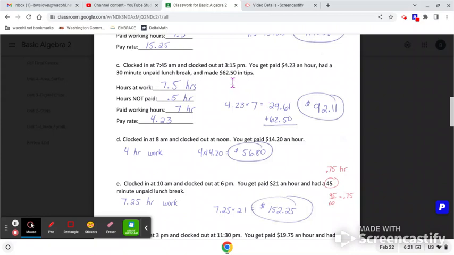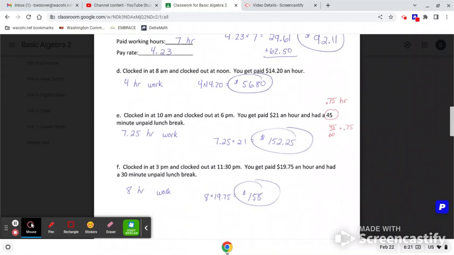Once again, that doesn't sound like a lot. That's because I did not add in my tips. When you add in your tips, you are literally adding that to what you just came up with. Anytime it says commission, anytime it says tips, you are adding that to whatever you already have for that day. So I'm adding $62.50. I get $92.11 for that day.